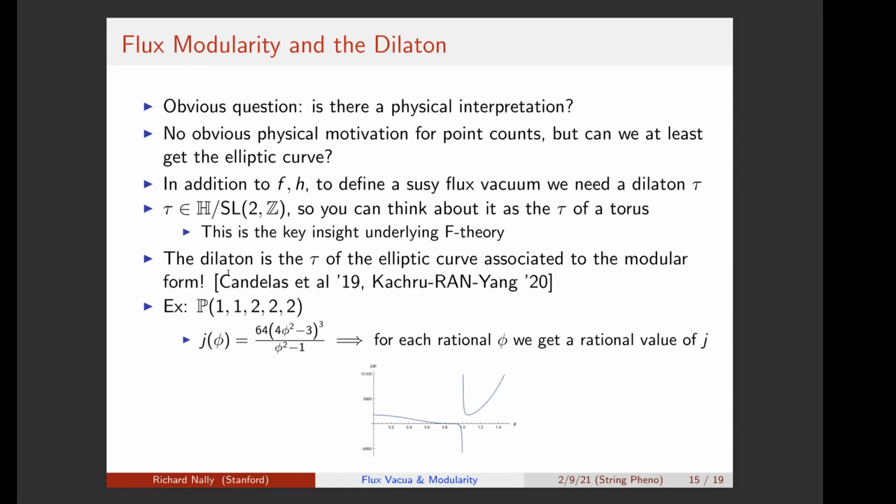So in our favorite example, the Calabi-Yau threefold in P11222, you can compute J of tau as a function of phi. For each phi, we get a different choice of dilaton, and you can compute J of this dilaton, and it's some rational function in phi. What this means is that for every rational phi, we get a rational value of J, and there is an elliptic curve associated to that J.